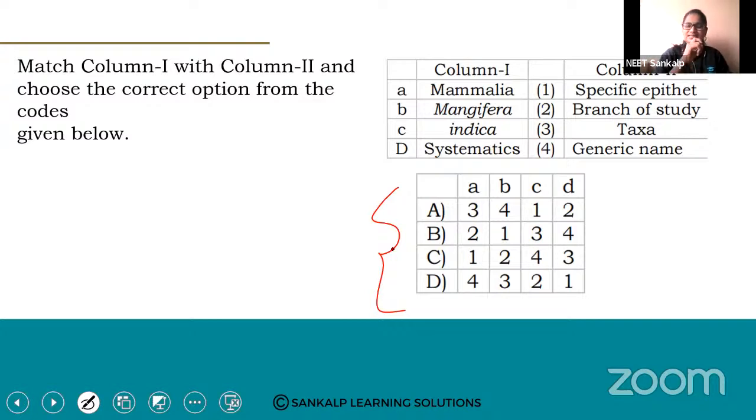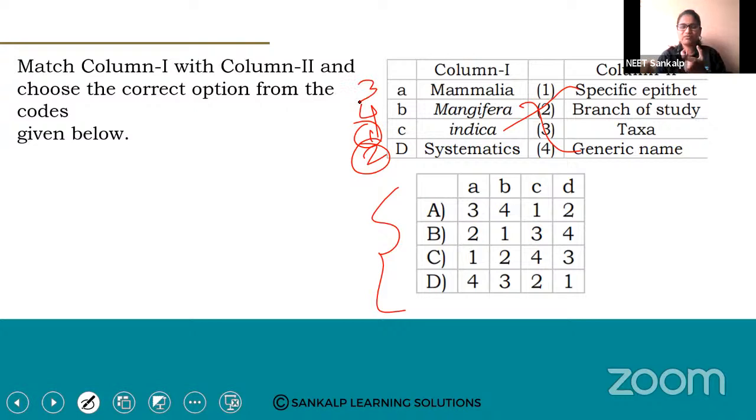So let us see the right answer. Mammalia means what? First we will see Mangifera and Indica. Mangifera is a generic name, so B is 4. Indica is a species name, so C is 1. Systematics is a branch of study, so D is 2. Mammalia is a taxa, so A is 3. So 3, 4, 1, 2.